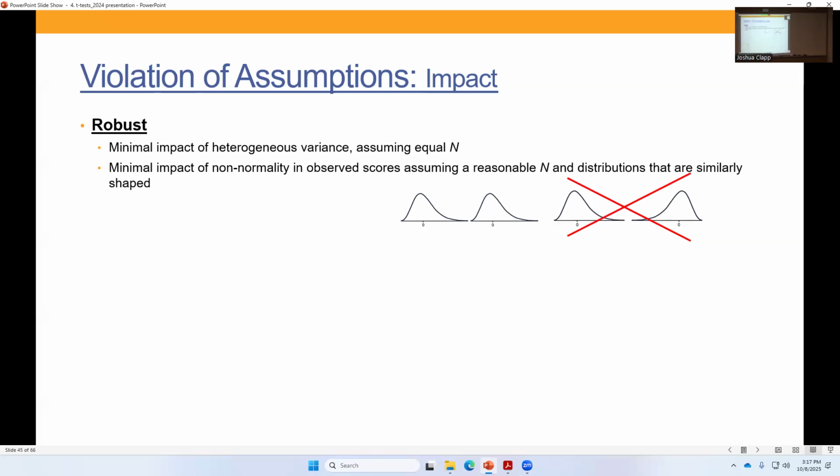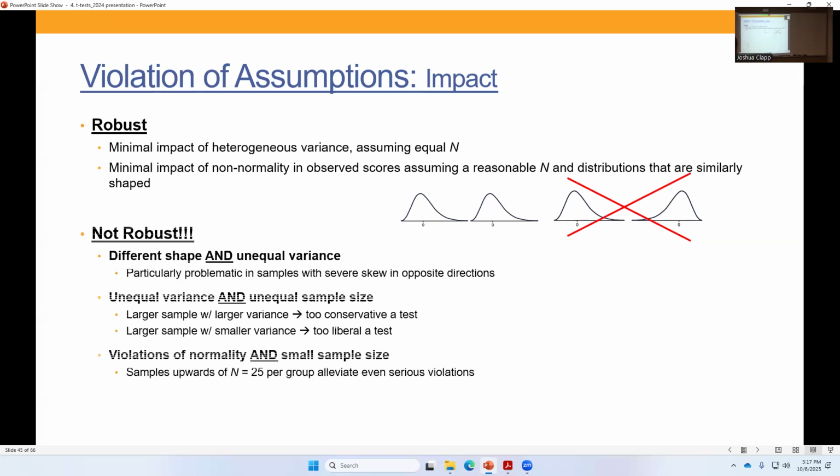Questions about this? Okay. So in most situations, our t-tests are going to be pretty robust. Areas where you need to start worrying are when you observe different distribution shapes coupled with unequal variance. That starts to become problematic. Not only are my skews pointing in opposite directions, I've got one group with much larger variability than the other. That makes it hard to know what's going on, and it will really start to mess with your tests.